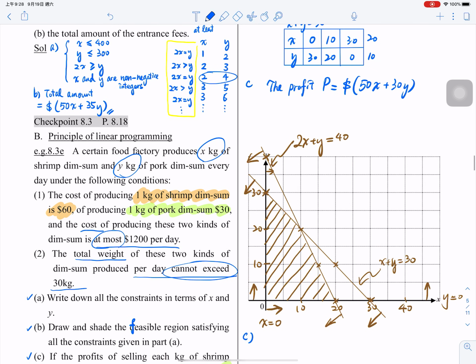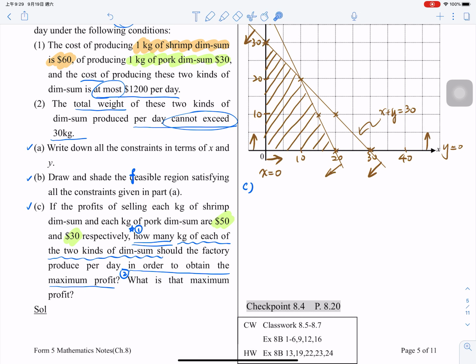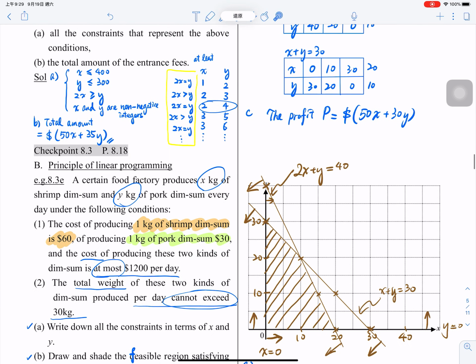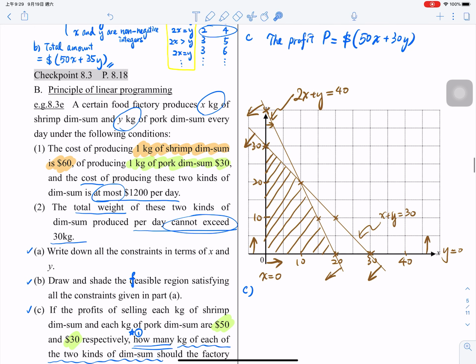Actually, part C, we can start from here. About the profit. Anyway, let's see. The profit, now you need to find. Because the question asks you to find how many kilograms of two kinds of dim sum in order to obtain the maximum profit. So first thing, you need to write down the function of profit. Solving linear programming, after shading the region, find the feasible solution, you need to find out which function. Now we need to find profit. So 50x plus 30y, just now I showed you.